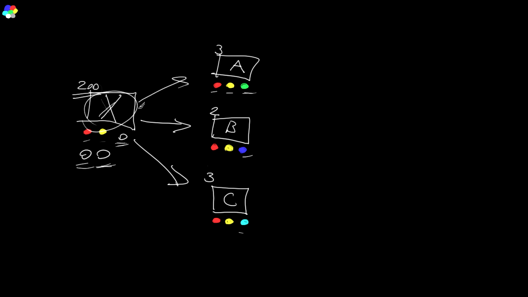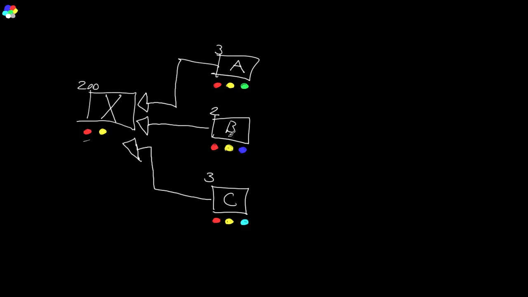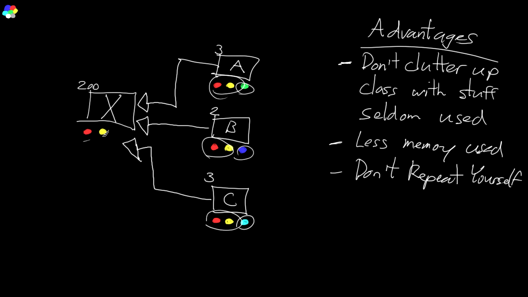But you would be copy and pasting a whole bunch of code, and that's bad. You don't want to be repeating yourself in programming. We've covered this already. So what we do is we make A, B, and C inherit from X. That means that they get this stuff automatically, and then they can extend the functionality of X by adding features like this. And this gives us the advantages of it: it doesn't clutter up class X with a bunch of stuff that is almost never going to be used, and it uses the least amount of memory that we would need, and you're not repeating yourself like if you were to copy and paste this.